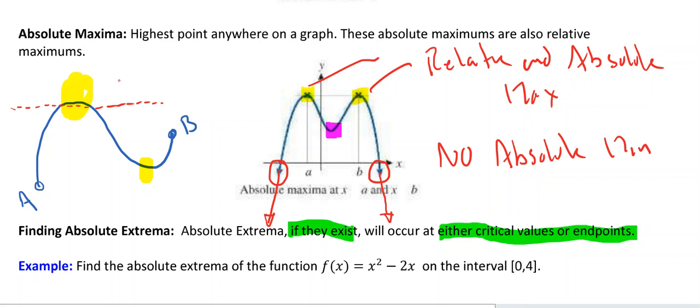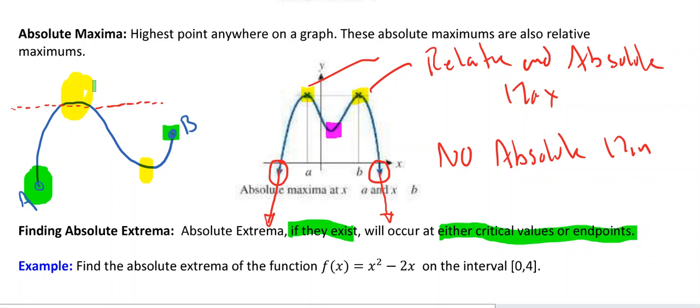But what about the absolute minimum? The absolute minimum is down here at an endpoint. This is an endpoint. This is an endpoint. And this endpoint is the absolute minimum. So in this case, the absolute minimum occurs at an endpoint. The absolute maximum occurs at a critical value. All right, so let's do a couple of examples.